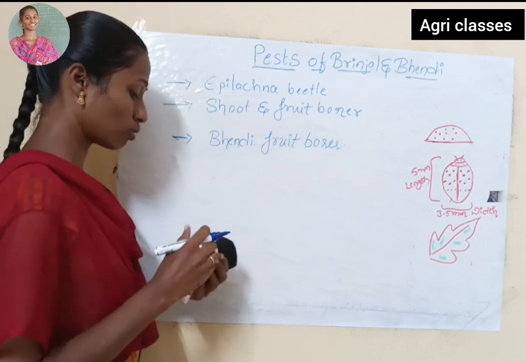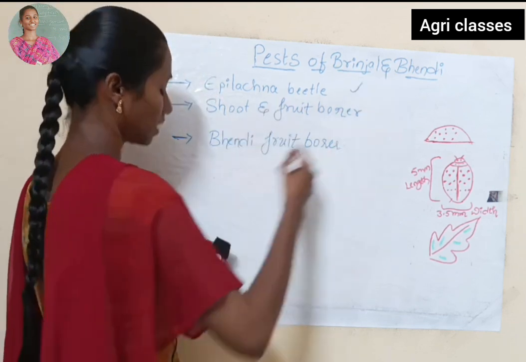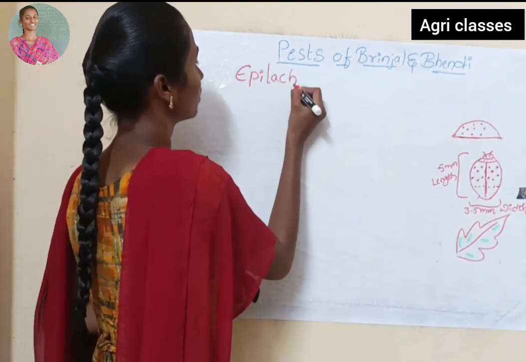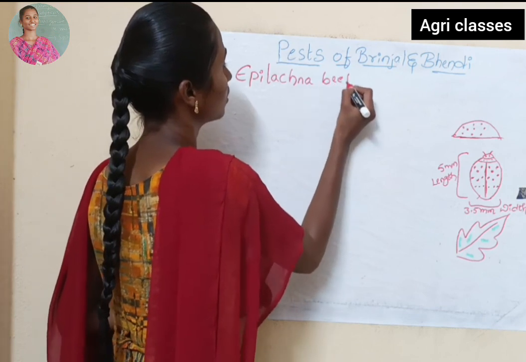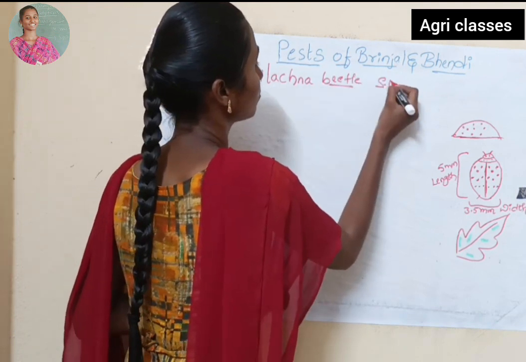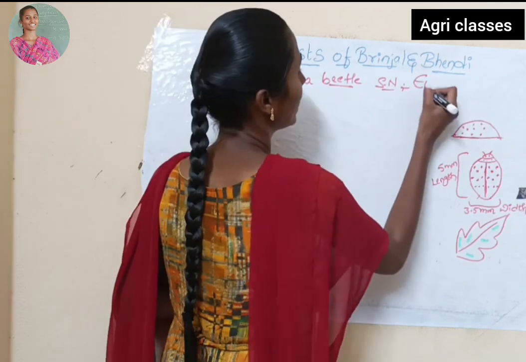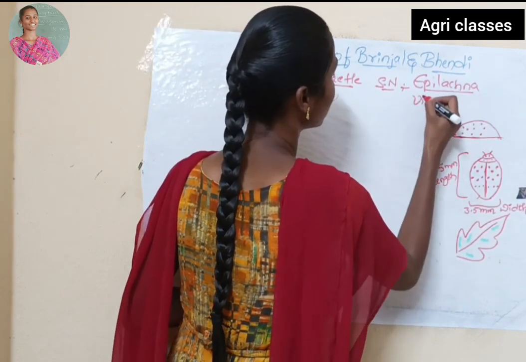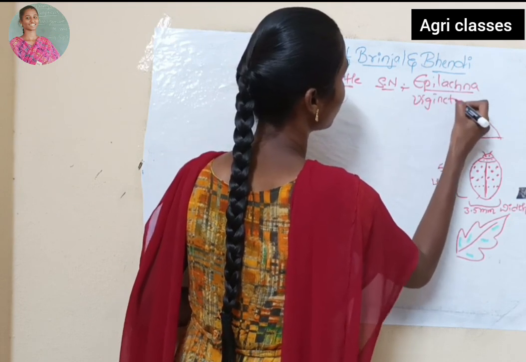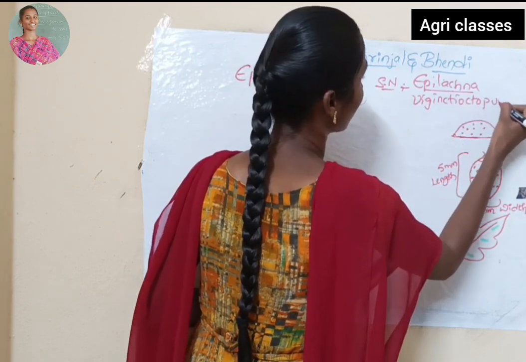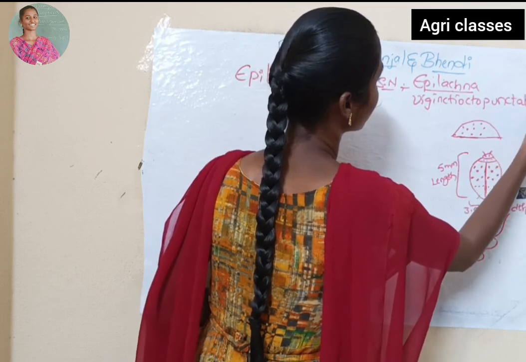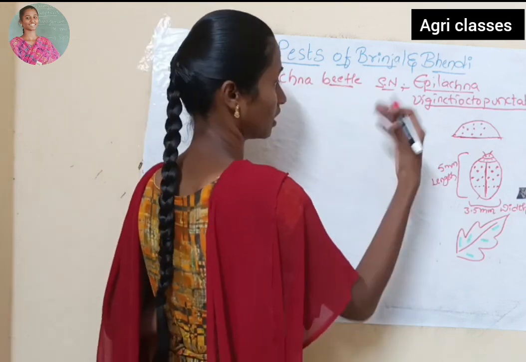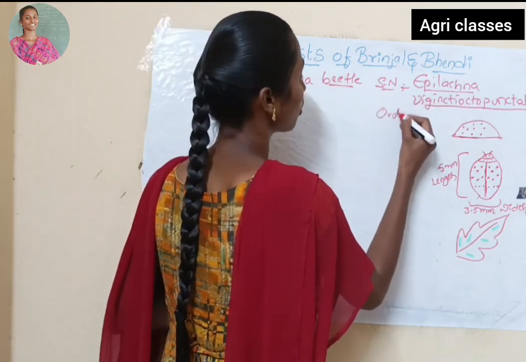Okay, so now I will discuss about Epilachna beetle. First one, Epilachna beetle. First scientific name: Epilachna punctata. And it belongs to the family, order Coleoptera.